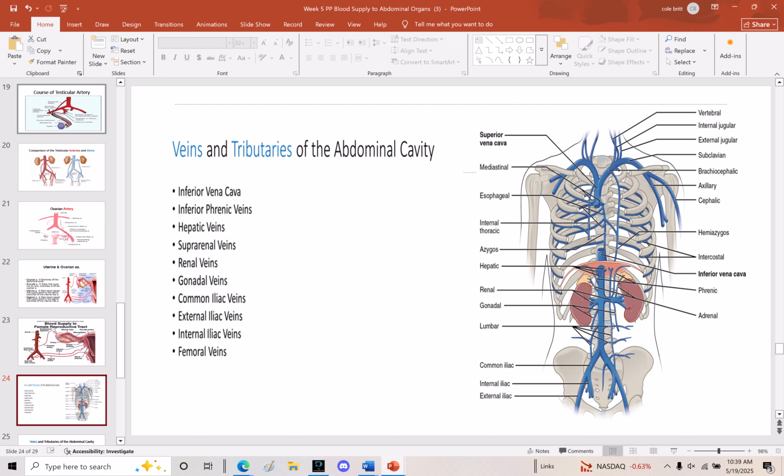Now we have our median sacral vein. Here again you can see how this is kind of right of center. So the median sacral vein actually drains into the left common iliac. It doesn't drain into the right. And then we have an internal and external iliac. We'll talk about that. All right. And this just shows everything together.